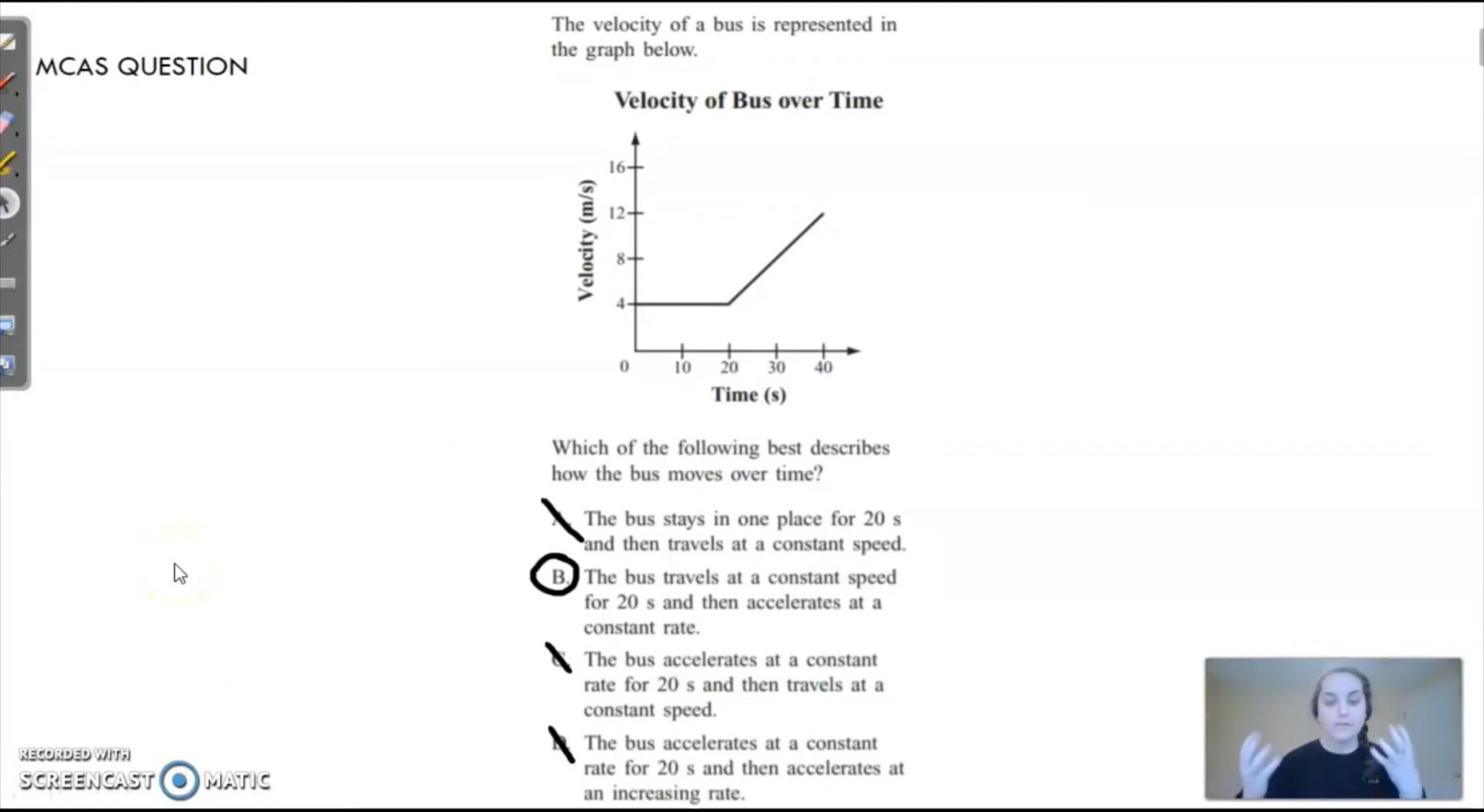So looking at this graph, the best choice is B. The reason for that is because we have this speed that is staying constant, and we know that because the slope is 0, it's staying constant, it's not changing in direction at all. And then at 20 seconds, we see that the slope is starting to increase. So that indicates to us an acceleration. There's a change in your velocity over time. And so the best answer choice is B.